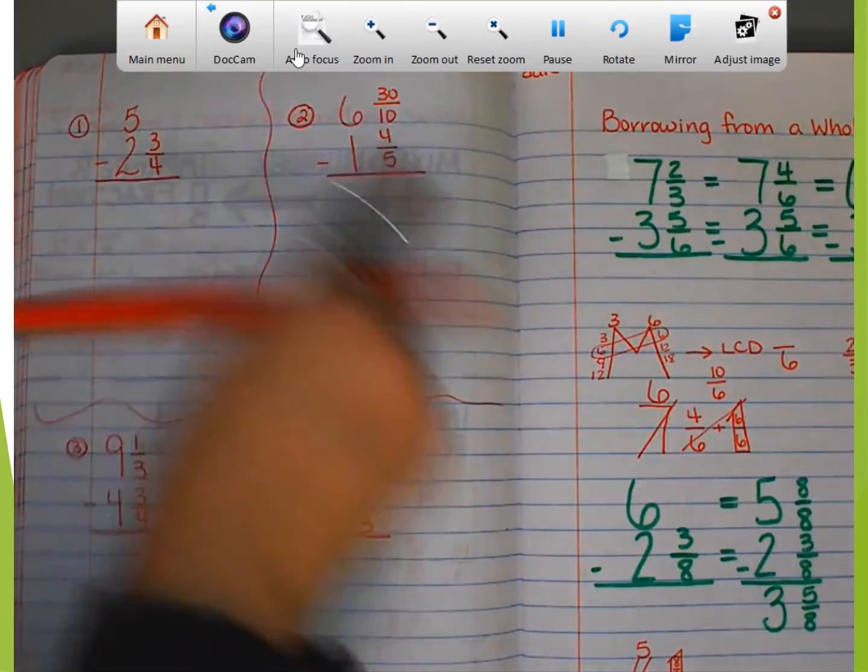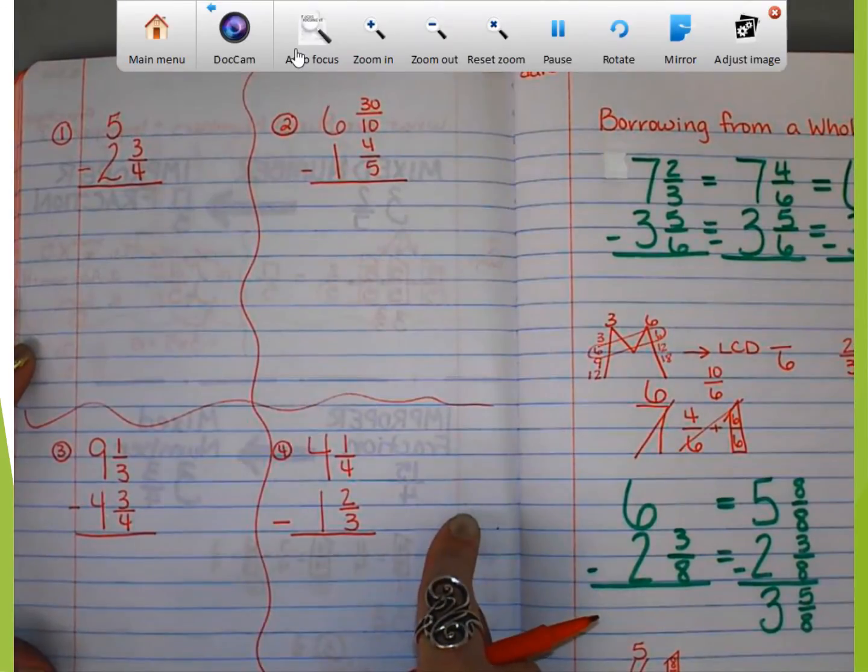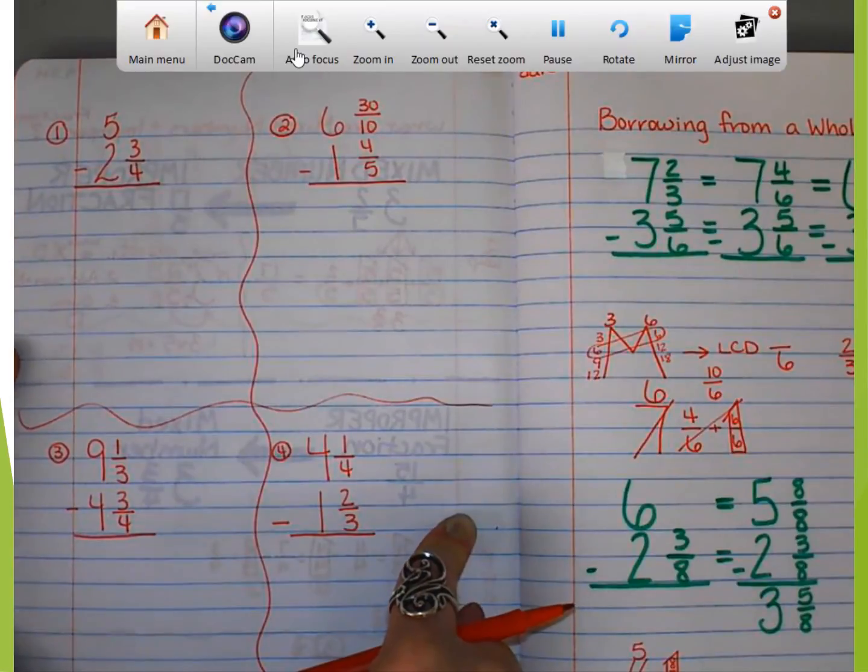So I want you to come over here to the next page. You're going to do these 4 practice problems on your own, and we'll check those tomorrow in class.